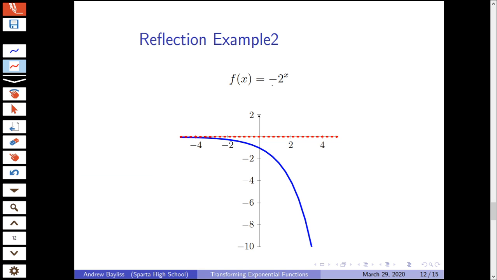Second reflection, the negative out in front flips us over the x-axis. We now have our y-intercept at (0, -1) instead of positive 1, and we still have our horizontal asymptote at y equals 0. So that's a reflection over the x and a reflection over the y.